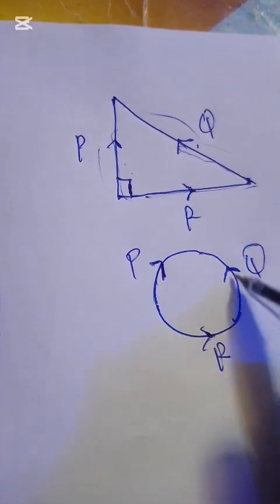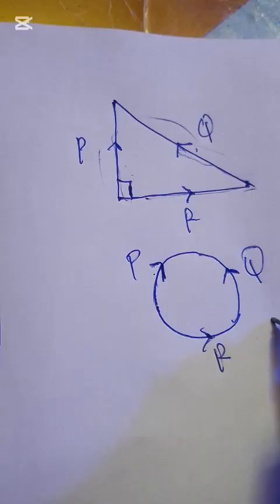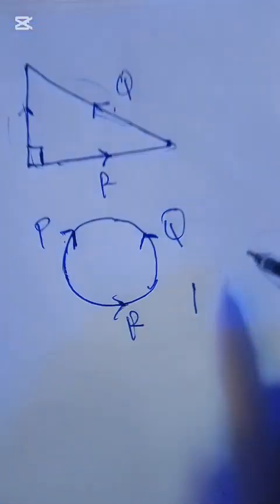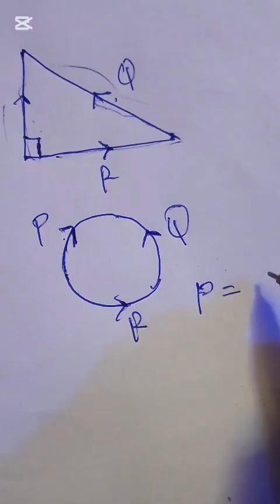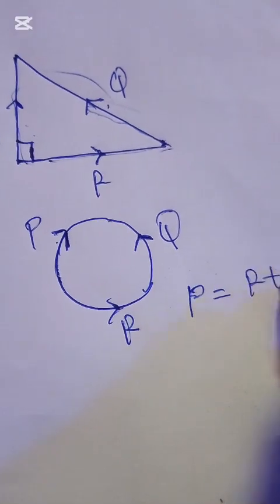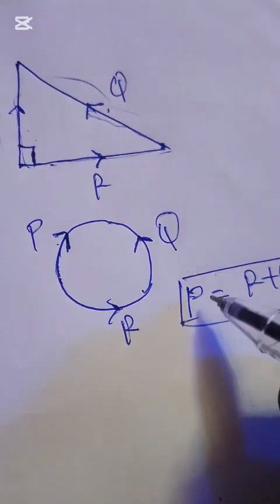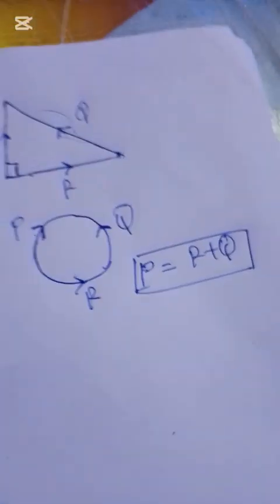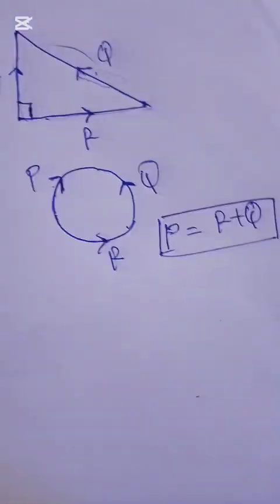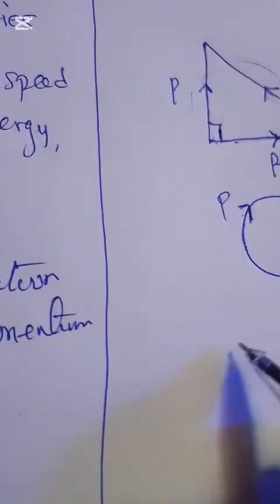Between these three arrows, which one is going in the opposite direction? P. So your resultant vector P is equal to R plus Q, or you can say P is equal to Q plus R. So this is the resultant. The one that moves in the opposite direction is our resultant vector. So let us take some examples on resultant.